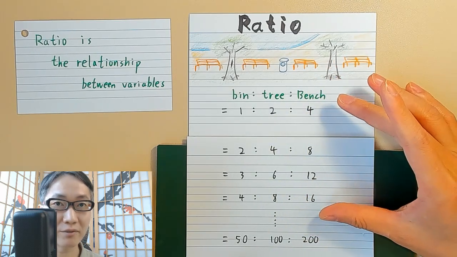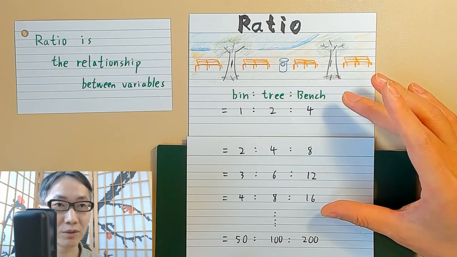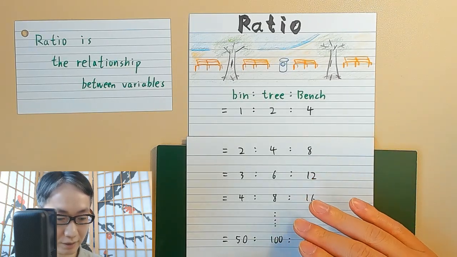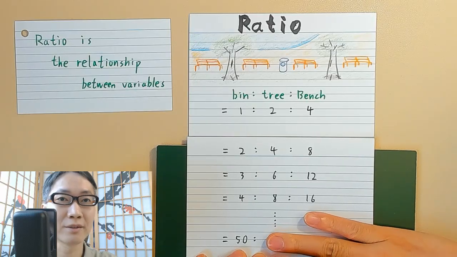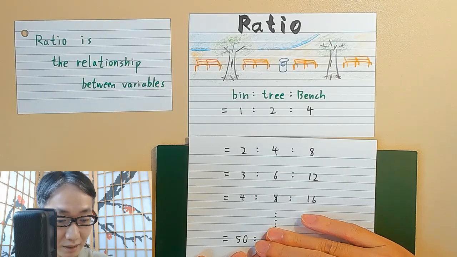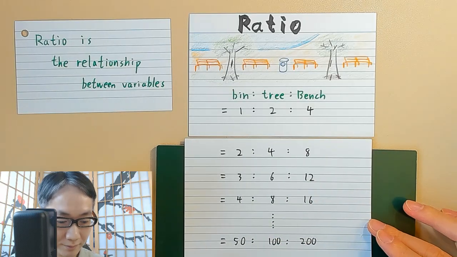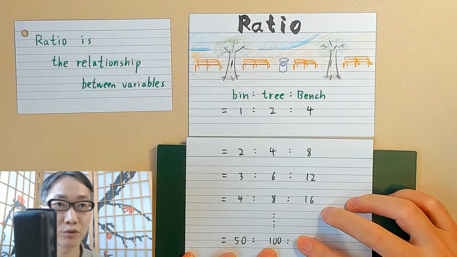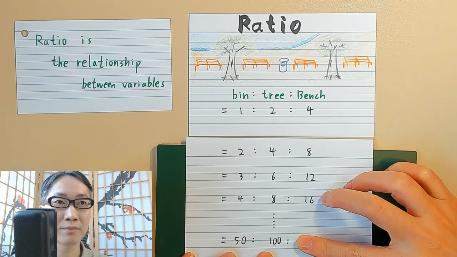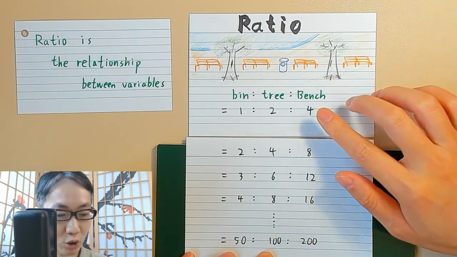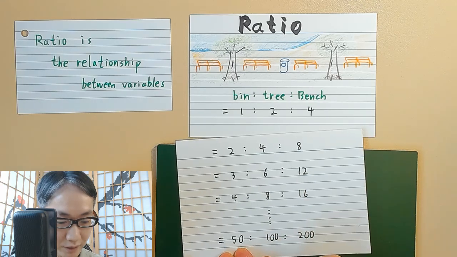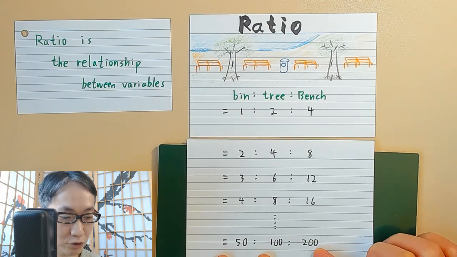So with the pattern fixed, we can deduce how many of something there will be. Let's say we have 50 bins here. How many trees do we have? Oh, the number of trees is always double that of bins. So we'll have 100 trees. And how many benches should we have? Oh, the number of benches is always 4 times that of bins, which means it's 4 times 50, there will be 200 benches.